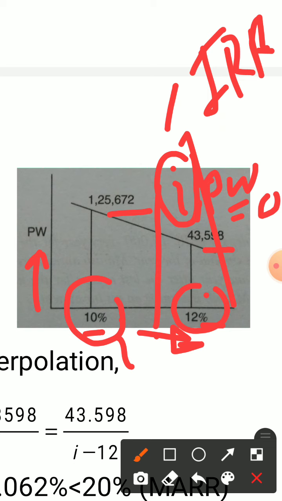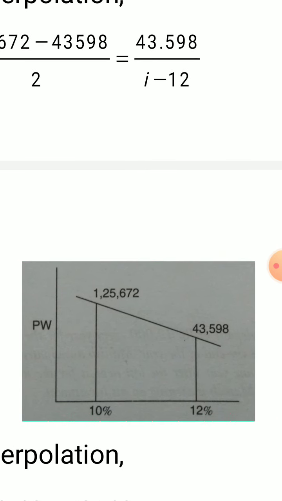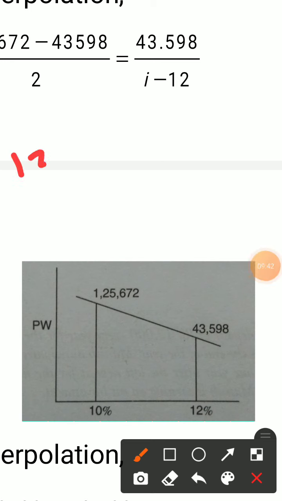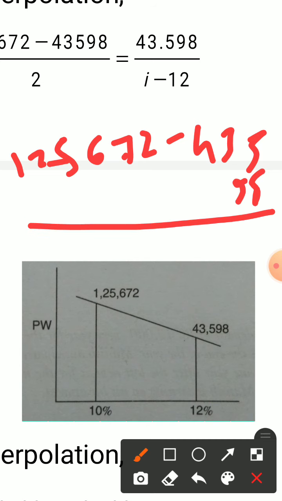We calculate it like this. The maximum present worth 1,25,672 minus the minimum present worth 43,598 divided by the difference between the maximum and the minimum interest rate equals the same term for the intermediate value I. For this intermediate value I, the present worth becomes 0.